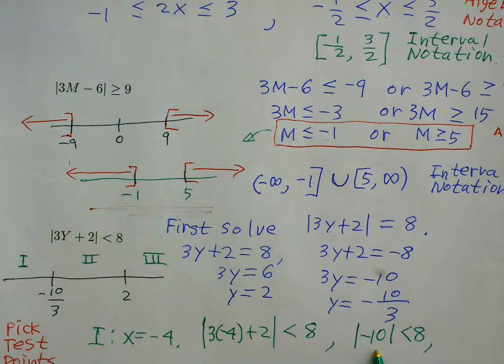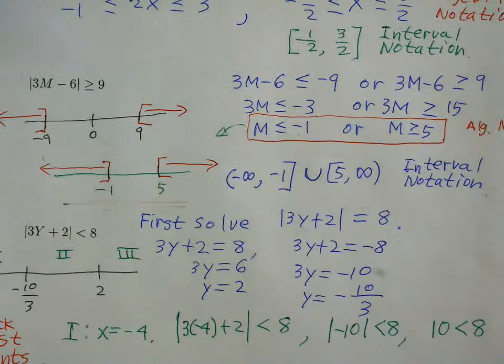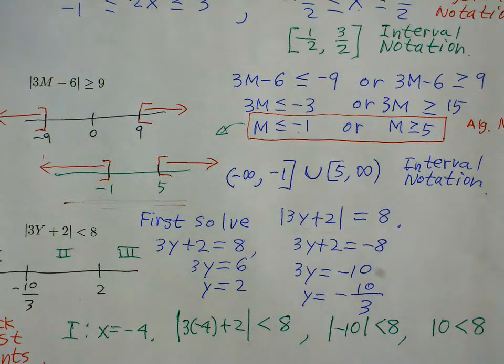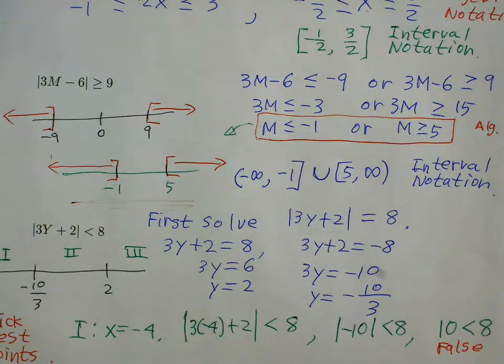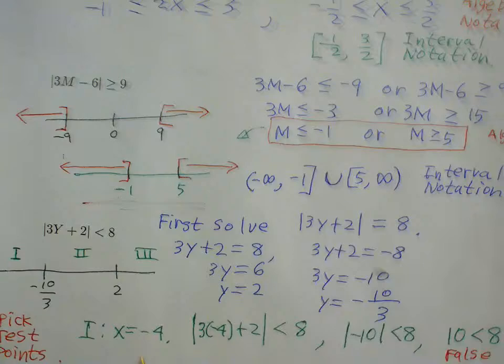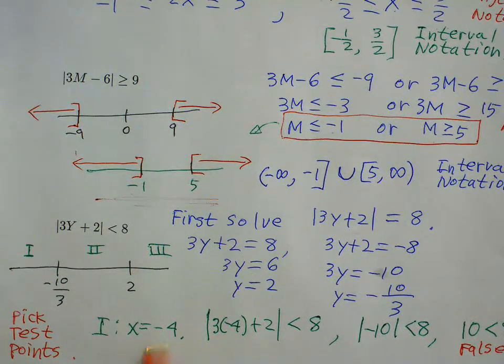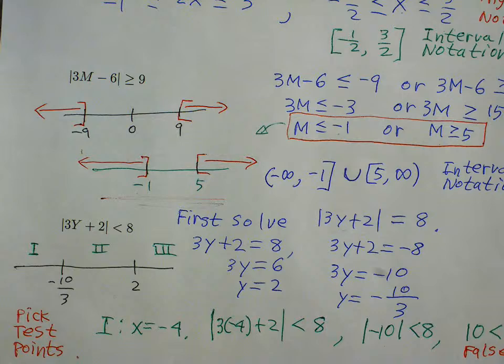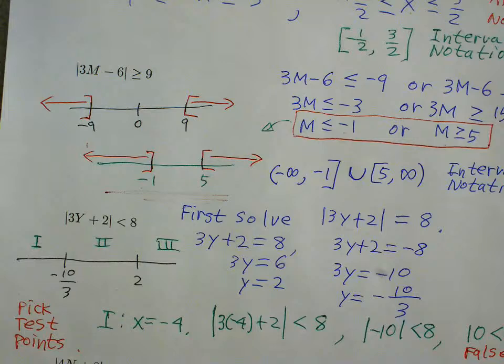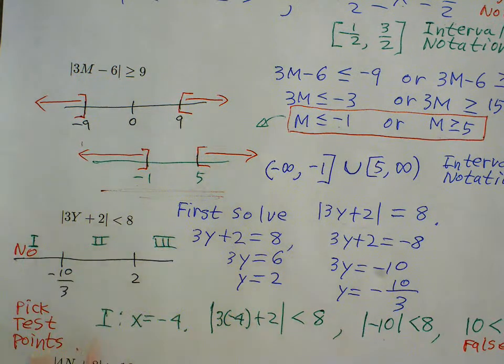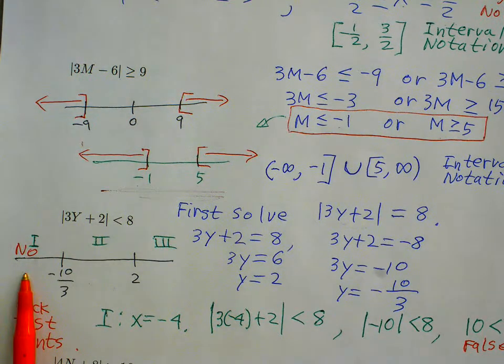So we get the absolute value of negative 10 less than 8. The absolute value of negative 10 is 10. 10 is less than 8. So is that true or false? Okay, that's false. So that means the number we picked is in the first interval. Since the number we picked from the first interval led to a false inequality, we conclude that no other number in that interval is a solution. So none of the solutions are in the interval from negative infinity to negative 10/3.